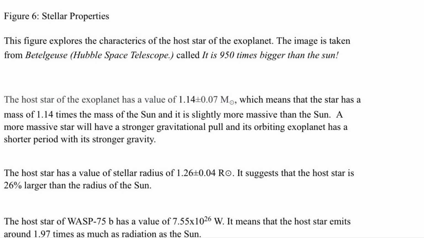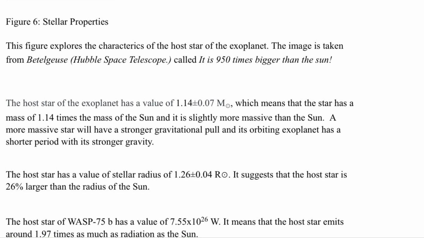The stellar radius is the distance from the center of a star to its surface, and it is measured in solar radii. The host star has a stellar radius of 1.26 plus or minus 0.04 solar radii. It suggests that the host star is 26% larger than the radius of the Sun. The stellar radius is important for its orbiting exoplanet because a star with a larger radius emits more energy, which shifts the habitable zone of the exoplanet away, and it will have a shorter lifetime on the exoplanet.